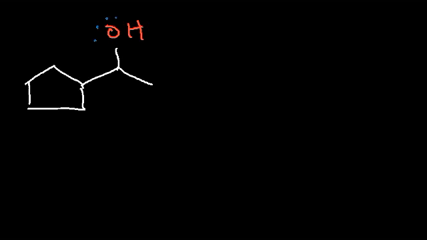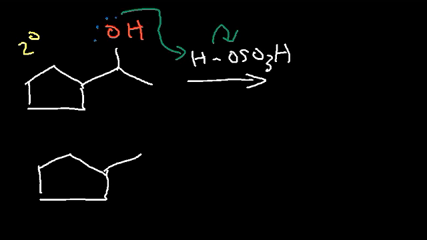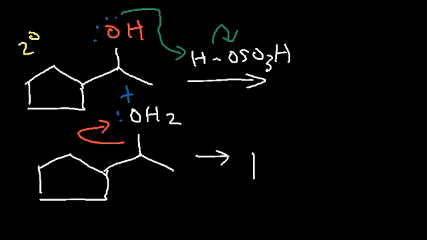Feel free to pause the video and try this example. What do you think is going to happen if we use sulfuric acid? So we have a secondary alcohol, and just as before, the first step is protonation. So because it's secondary, it's going to follow the E1 mechanism. So water is going to leave. And once water leaves, we're going to get a secondary carbocation. So at this point, a rearrangement can occur.